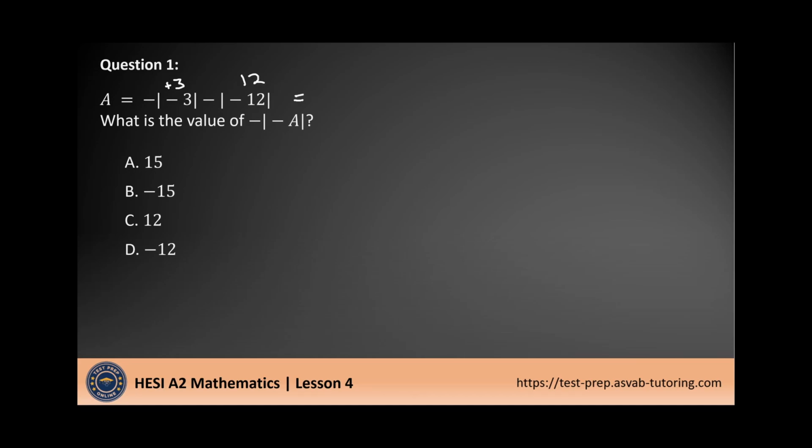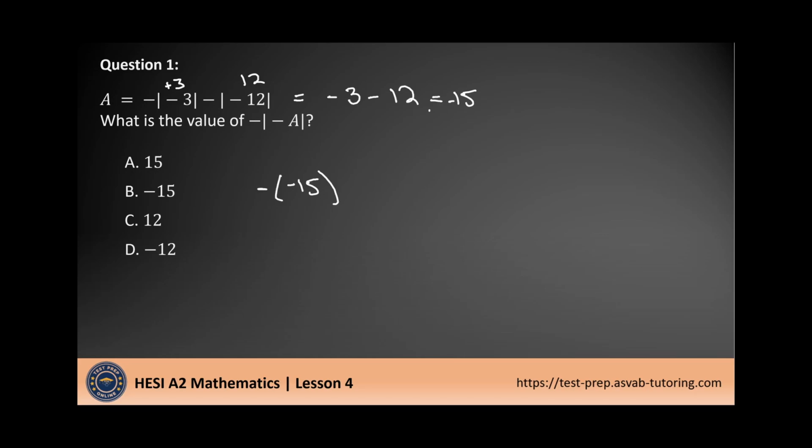So if we rewrite this, we end up with a minus +3, which is just -3, and then minus 12. -3 minus 12 equals -15. And now the question is asking us, what is the opposite of the absolute value of -a? So a is just -15.